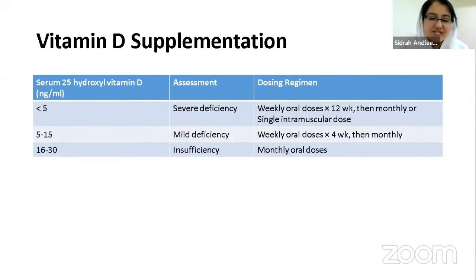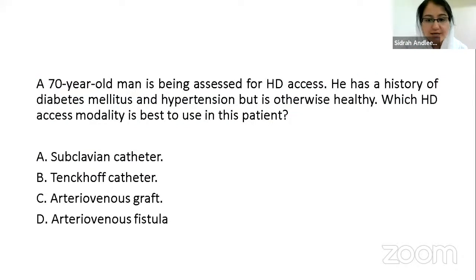For vitamin D, as we discussed earlier, the kidneys are activating vitamin D into the active version to be utilized. When there is a renal disease, there is reduced activation. So any patient with a level less than 5 has a severe deficiency. Any patient with 5 to 15 is mild, and 16 to 30 is insufficiency, right?